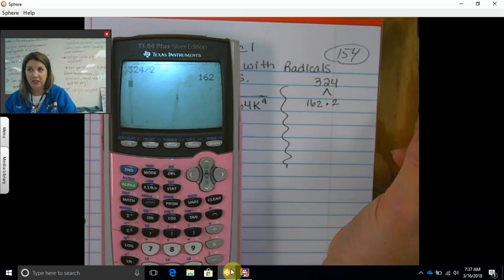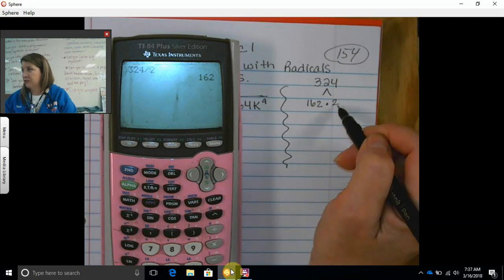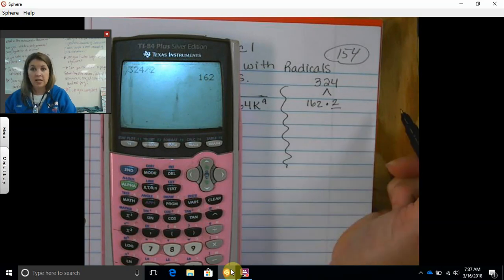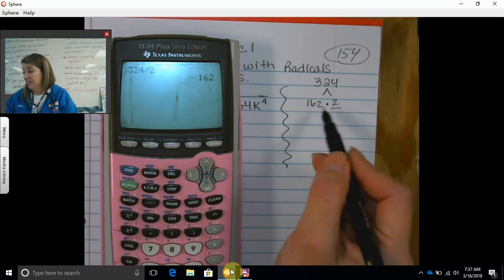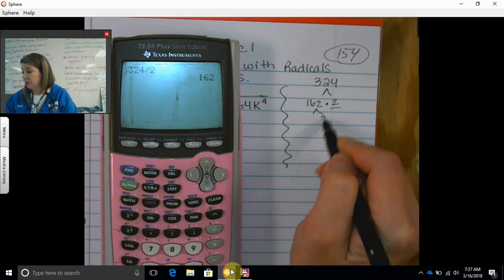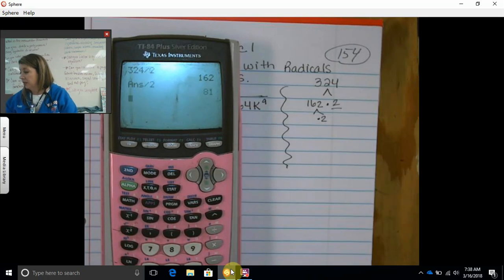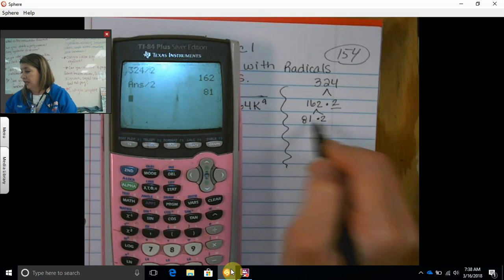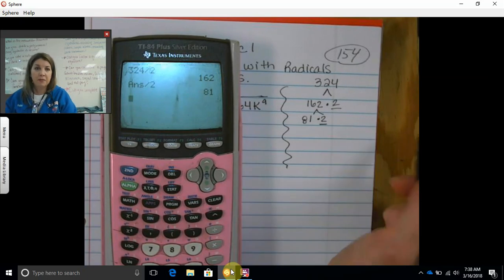What does prime mean? Prime means that the only factors of the number are 1 and itself. So does 2 have any factors besides 1 times 2? So 2 is prime. Is 162 prime? Nope. I know it's even, so I know it's got to be divisible by 2. 81. Again, 2's prime. I always underline my prime numbers because I'm going to need to go back and find them at the end, and it just helps me if I underline them.